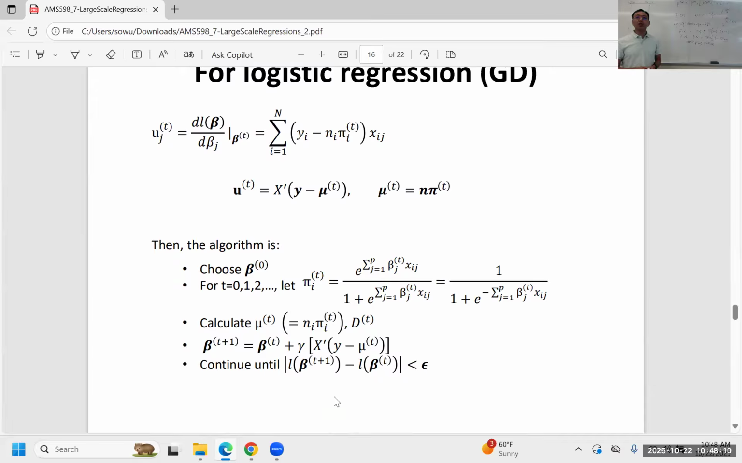Apparently, computation is much easier because we avoid the Hessian matrix hassle completely. We don't have to deal with the Hessian matrix at all. Now it also comes with a price. Okay, this comes with a price.